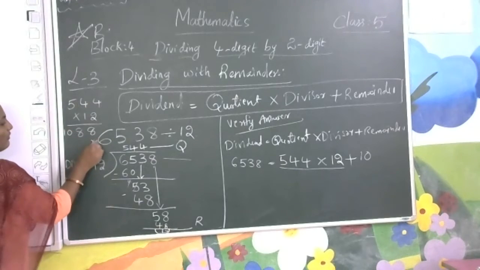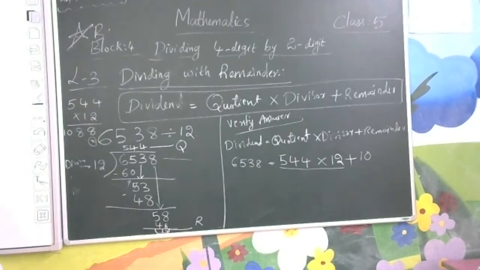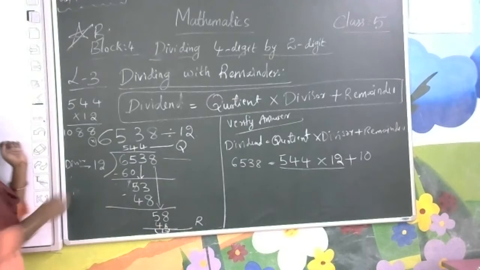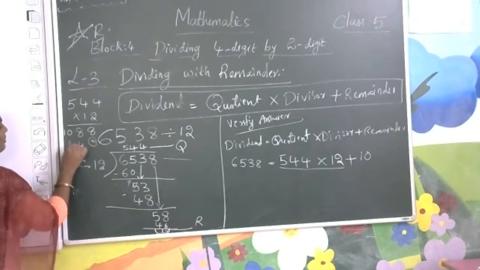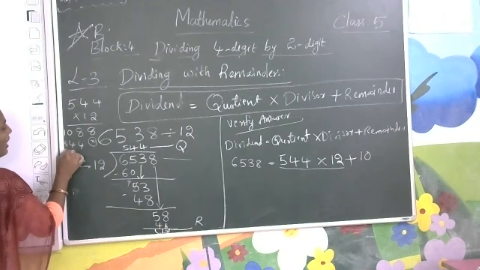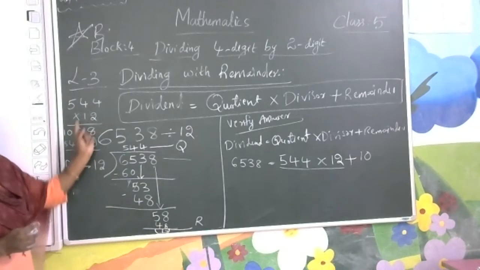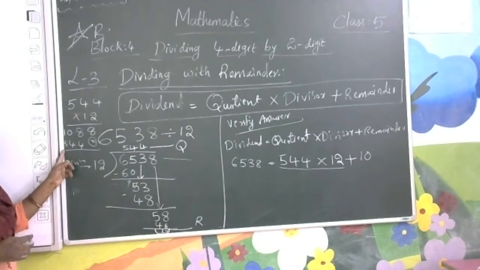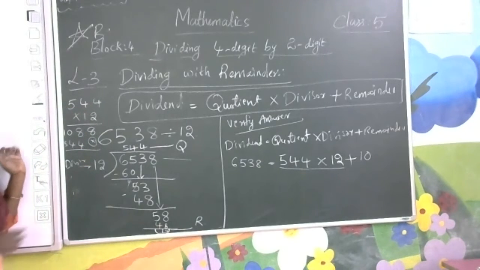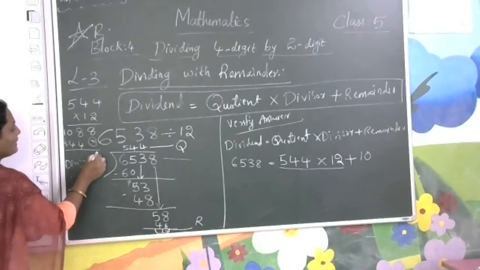2 4s are 8, 2 5s are 10. So here, one space you have made. Next, 4 4 5. 1 4s are 4, 1 4s are 4, 1 5s are 5. So now next, addition we have to do this.